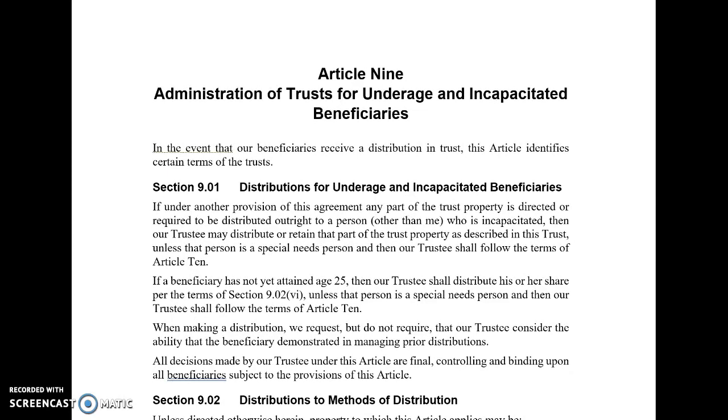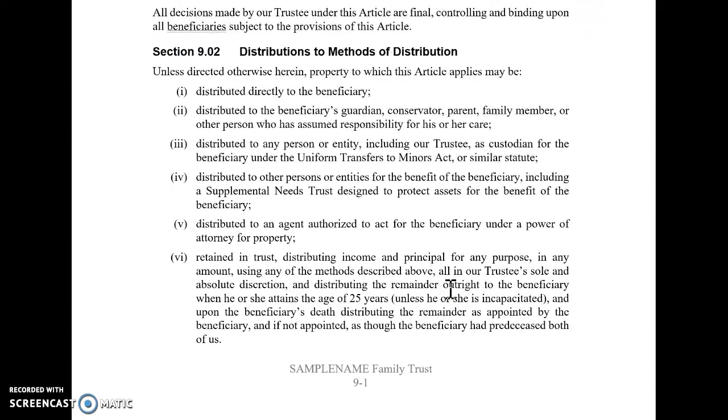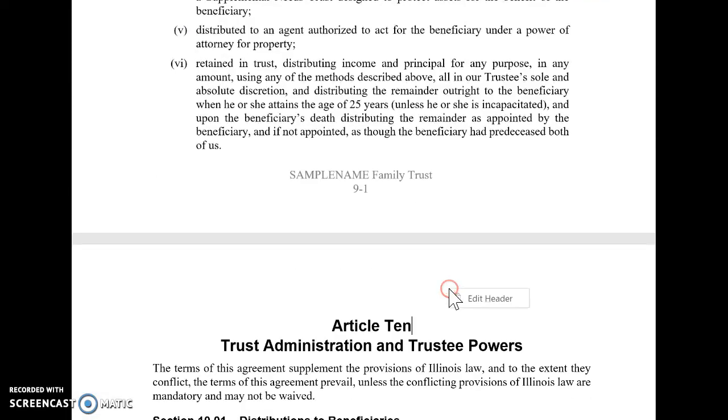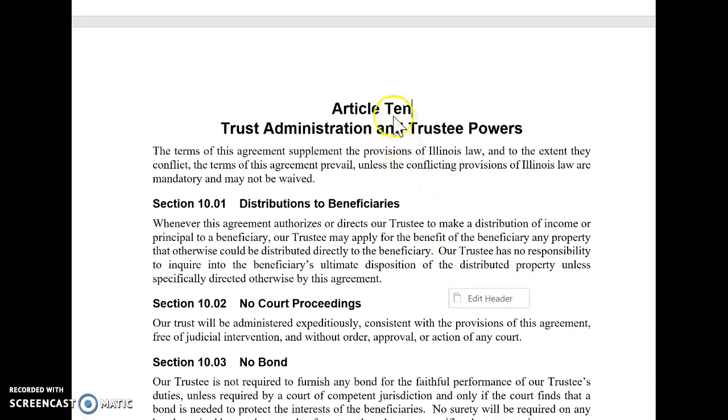Article 9 says, hey, what if one of the beneficiaries when I pass away is underage or incapacitated? Well, that's what Article 9 talks about. This is what we're going to do for them. We're going to give them their money in a special, appropriate way.